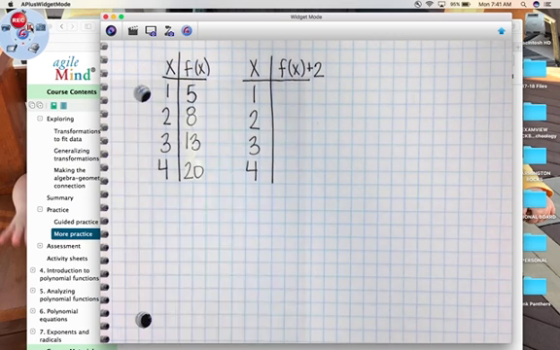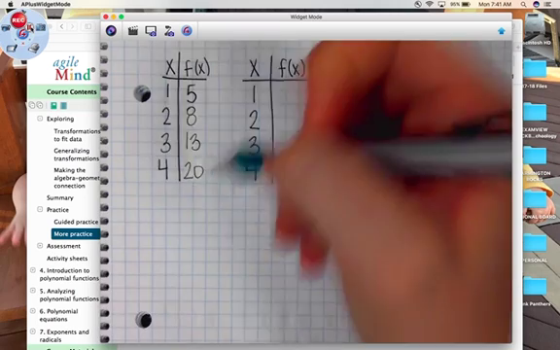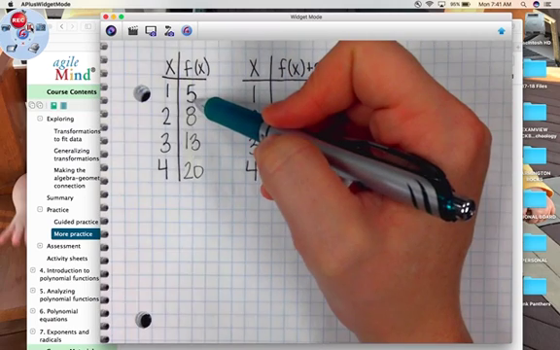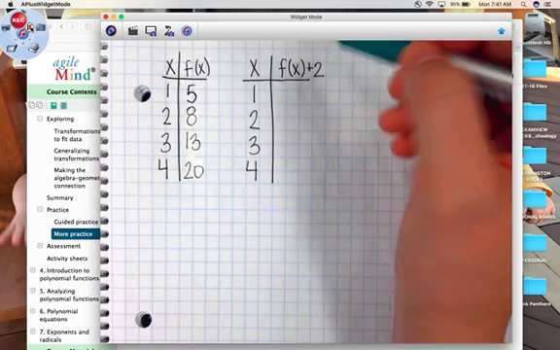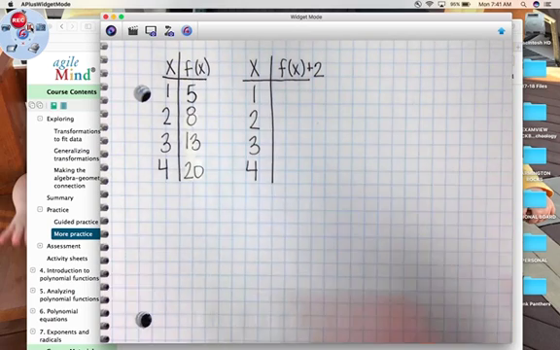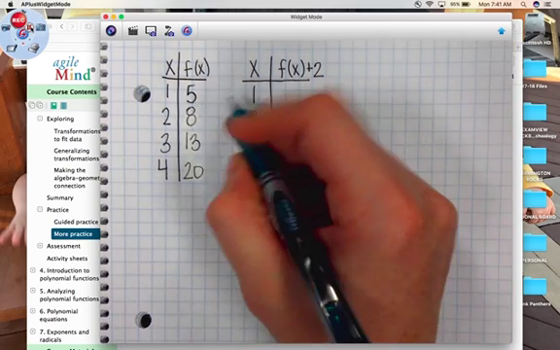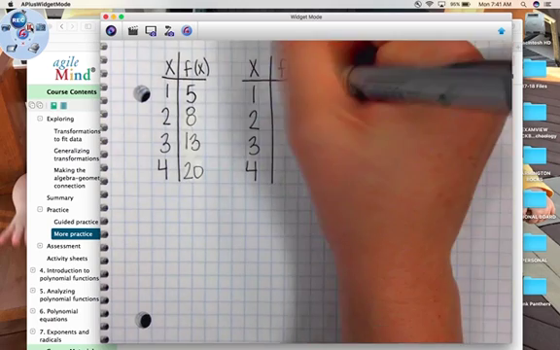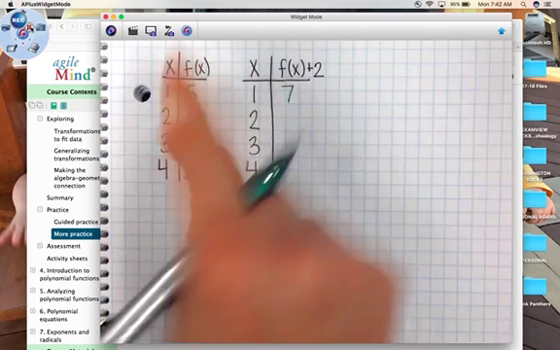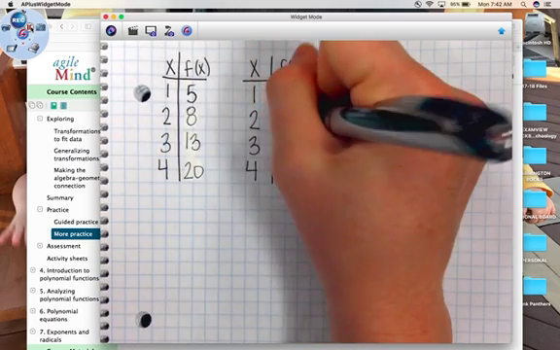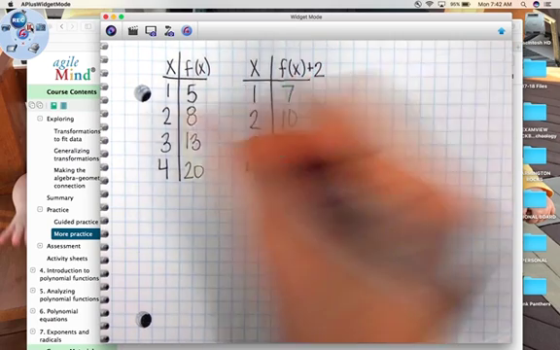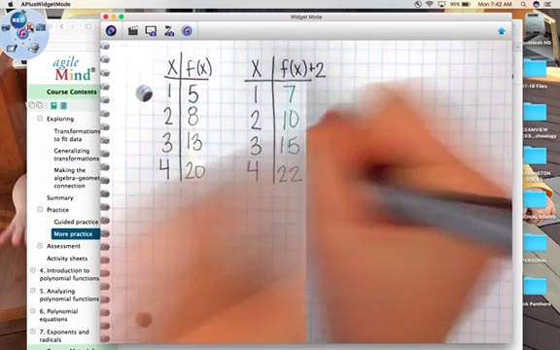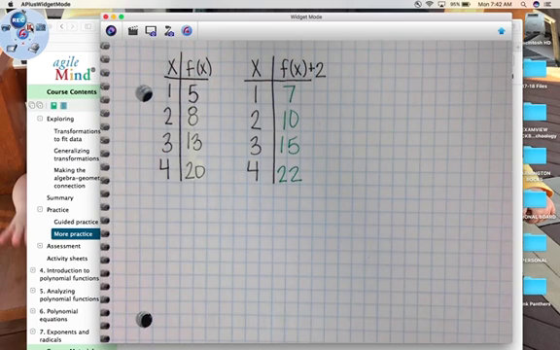So that would mean from a 5, if I had a point at 1, 5, and I want to shift it up 2, it would still be left or right however much. It would just shift up. So 5 plus 2 is 7, 8 plus 2 is 10, 13 plus 2 is 15, and 20 plus 2 is 22. I'm going to go ahead and just sketch those points.